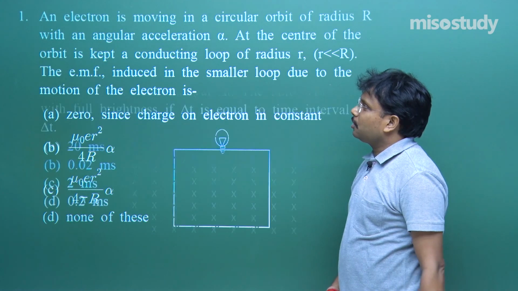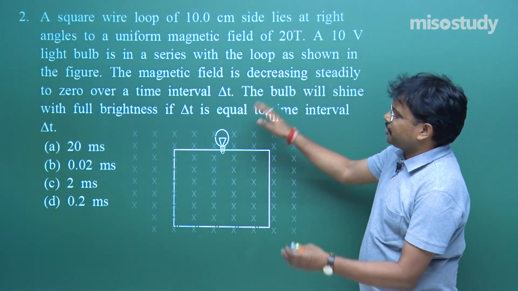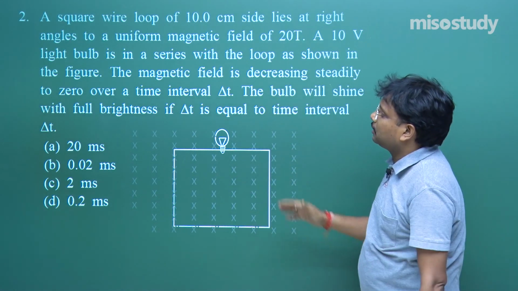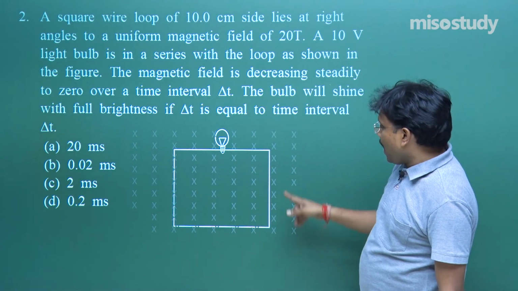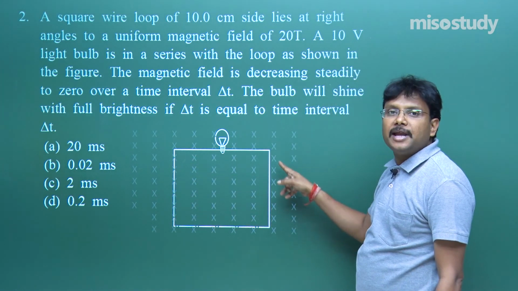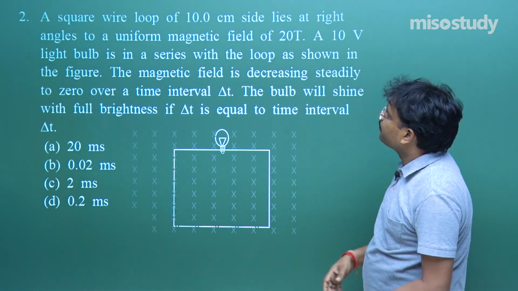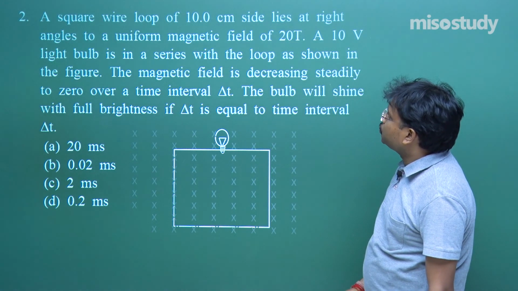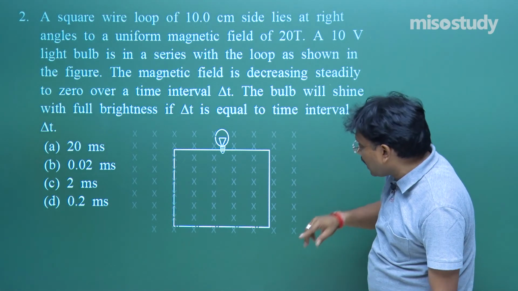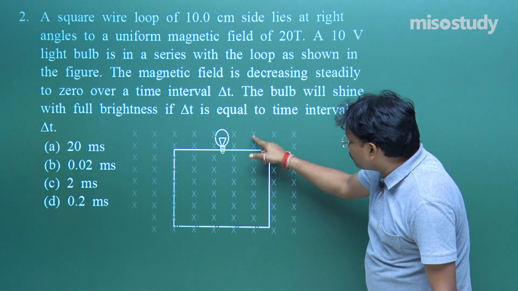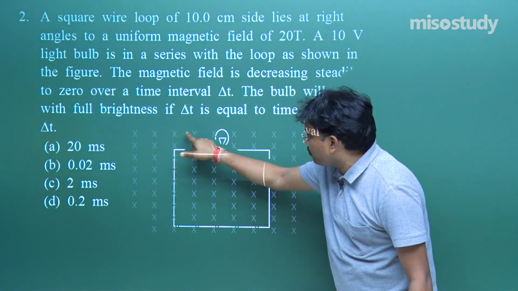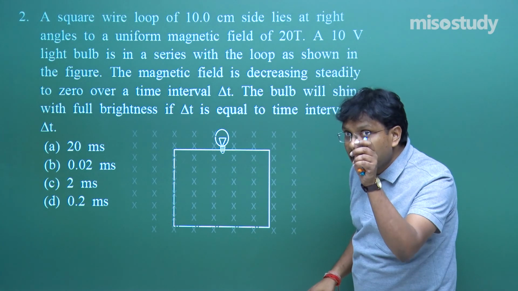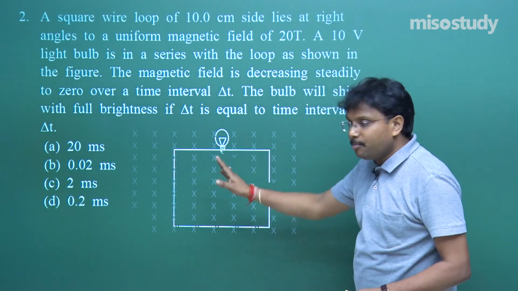So here comes your question number 2. Now this question is not a difficult one, just because of the language this question is long, otherwise it is a simple question. A square wire loop, you need not mention anything, everything is mentioned in this diagram, of 10 centimeter sides lies at right angles to a uniform magnetic field of 20 Tesla. I hope these small crosses are visible to all of you. This is just a representation of the magnetic field perpendicular to this green board, going inside.